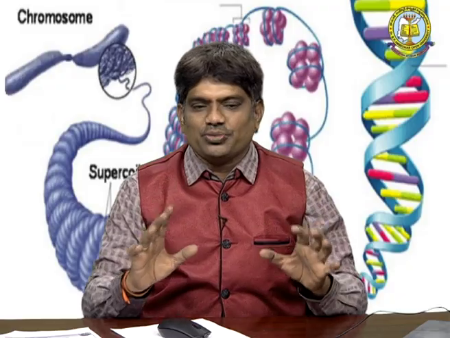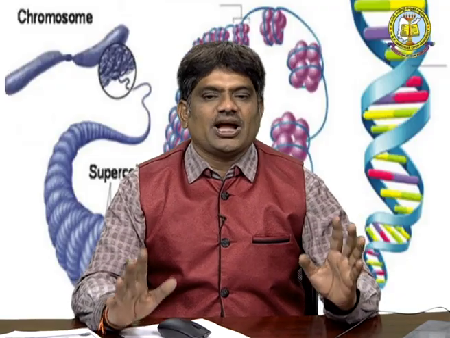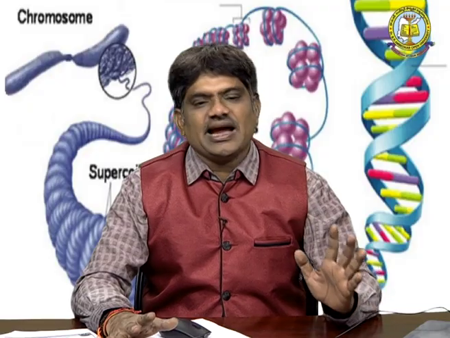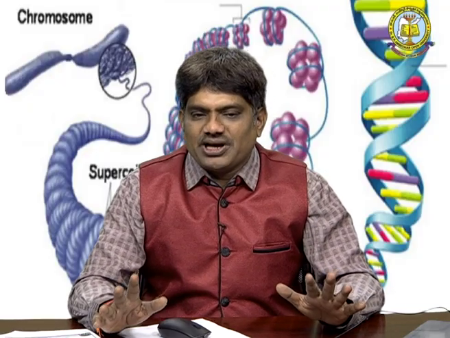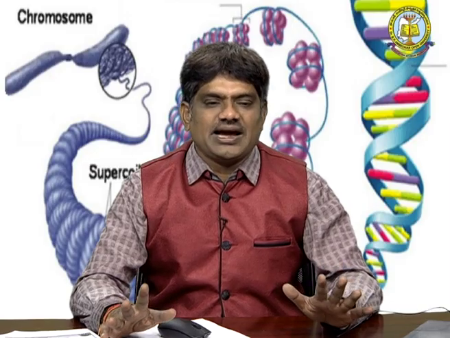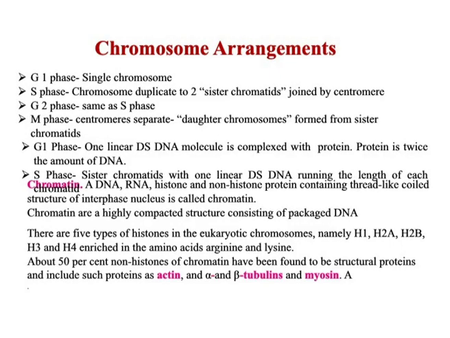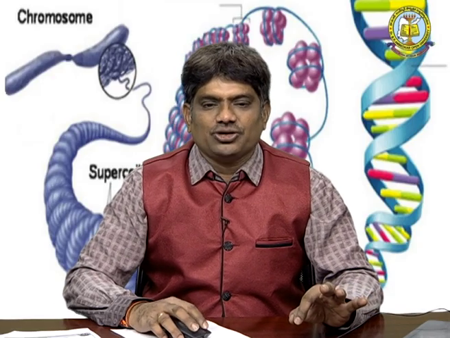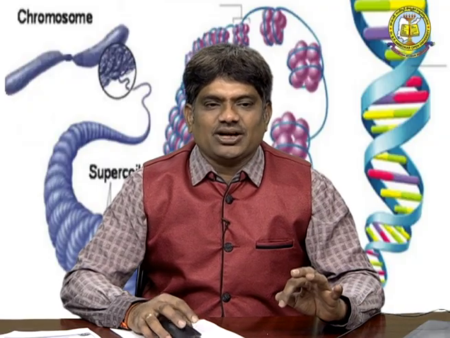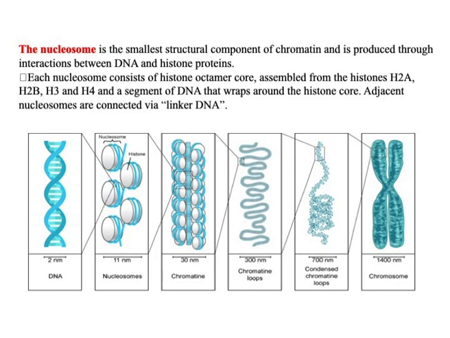The histone proteins are of 5 types: H1, H2A, H2B, H3 and H4. These 5 types of histone proteins are made up of arginine and lysine. Also, 50% non-histone chromatin proteins are present, especially actin protein, alpha and beta tubulin and myosin proteins. These are useful to bind the chromosome tightly. The smallest structural component of the chromatid, tightly coiled with DNA and histone proteins, we call the nucleosome.